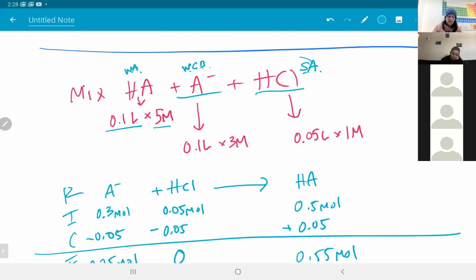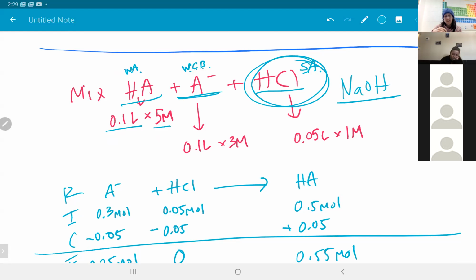Instead of HCl, what if I had said some base like sodium hydroxide? So I still have HA, I have A minus, but instead of the acid, maybe I add a strong base. What will the strong base react with? The HA or the A minus? HA. Exactly. So you would do all this rice table or ice table, but you have to change your equation because you have to be thinking about what chemistry is going on. And thankfully in biochemistry, most of the time we're just talking about stealing a proton away from somebody. Organics is way more complicated, but in biochem, we're easy like that.